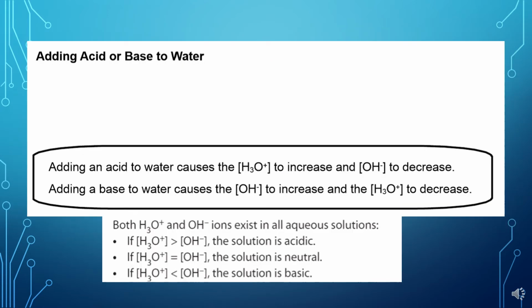Now when we add an acid or a base to that water, it causes the equilibrium to shift. So if we look at that equilibrium between my water molecules and the ions, H3O+, if I add an acid or a base, it causes the equilibrium to shift.